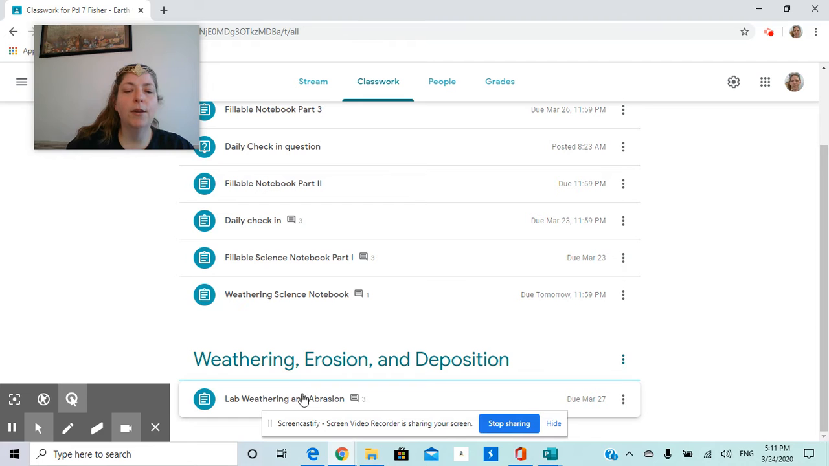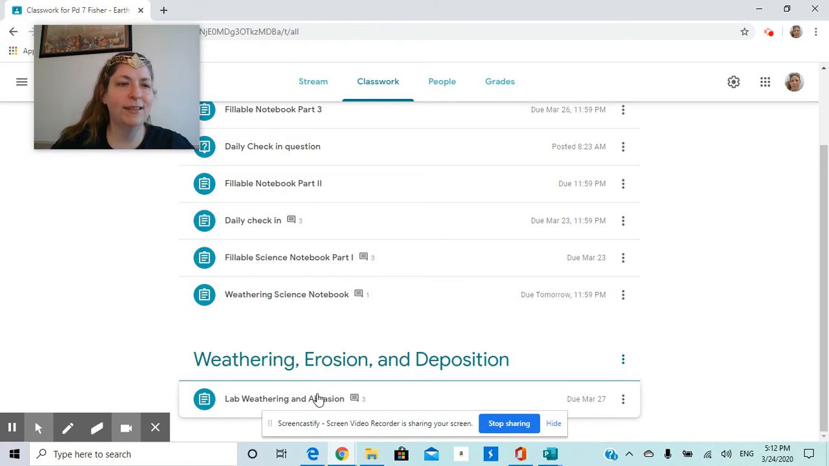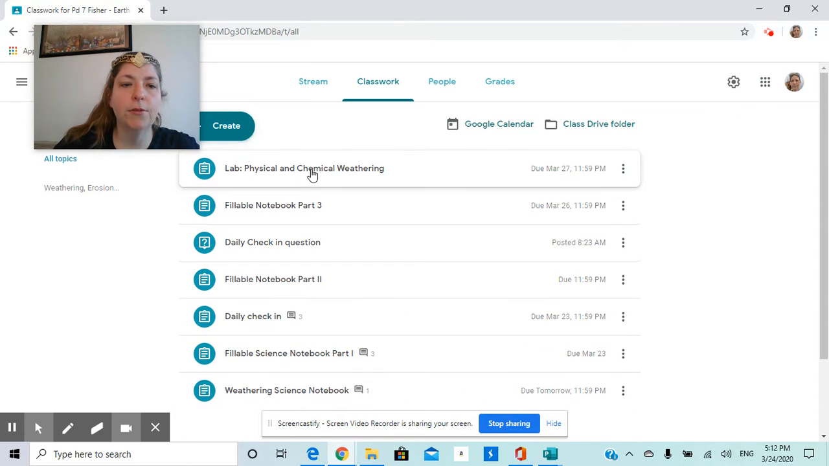The difference is the weathering and abrasion lab is a PDF, which I realize is really hard for some of you who don't have printers at home. So I made you a Google Doc version of this without the graphing, because I know you can't stand the graphing and it's really hard to do online. So let's take a look at what we're going to have to do with our physical and chemical weathering lab.